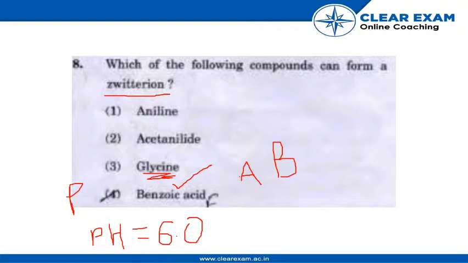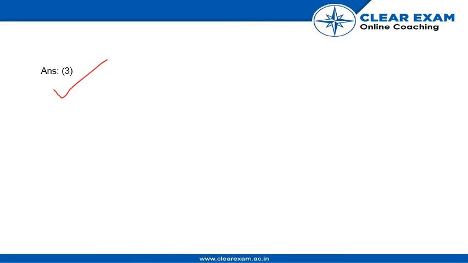So our correct answer is glycine, because it exists as an inner salt, and the doubly charged ion is known as a zwitterion, and glycine also acts as both acid and base. Let's see what the correct answer is in the next slide. Yes, the answer is third, that is glycine.